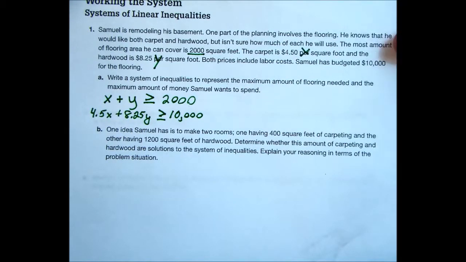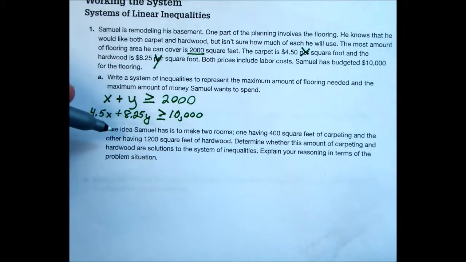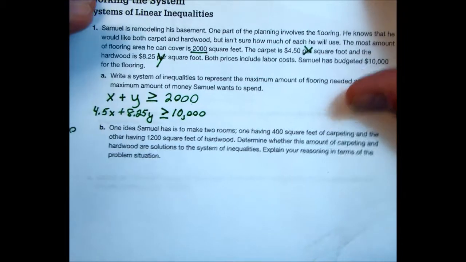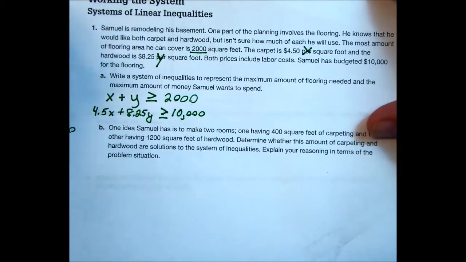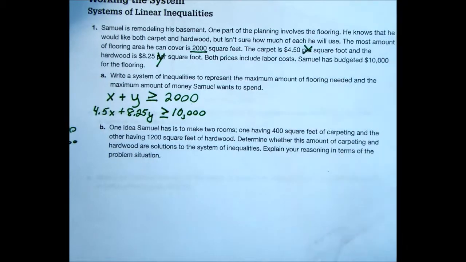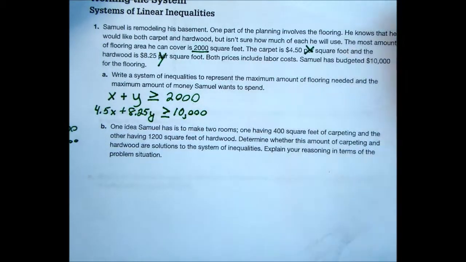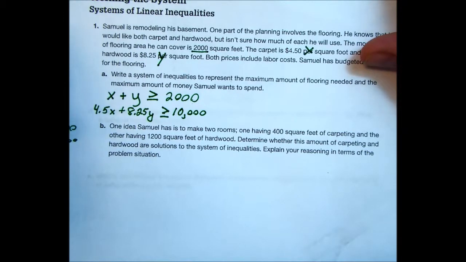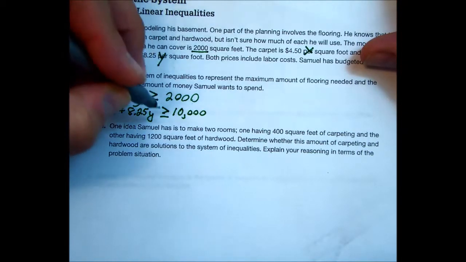All right. One idea Sam had was to make two rooms, one having 400 square feet of carpeting, so that means my X would be 400, and having 1,200 square feet of hardwood. Determine whether this amount of carpeting and hardwood are solutions for the system of the equation. Which means, will this answer be... ooh, and I apologize.